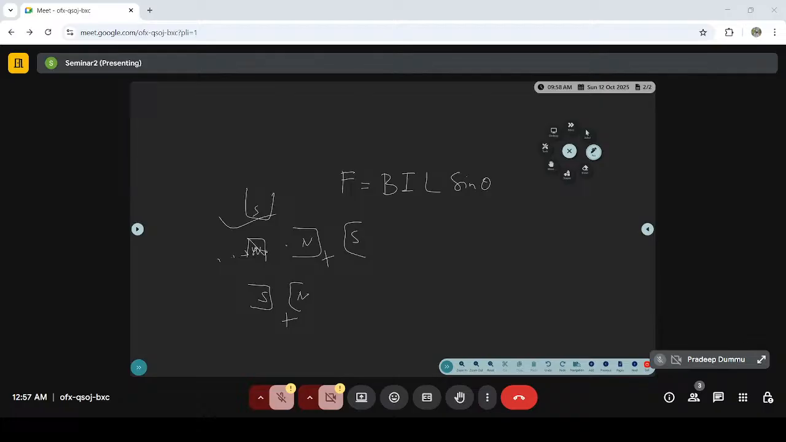The thumb indicates rotation of the armature or conductor, clockwise or anti-clockwise. We need to find that out. The index finger indicates magnetic field direction, north pole to south pole. The middle finger indicates current direction, inside the board or out from the board.